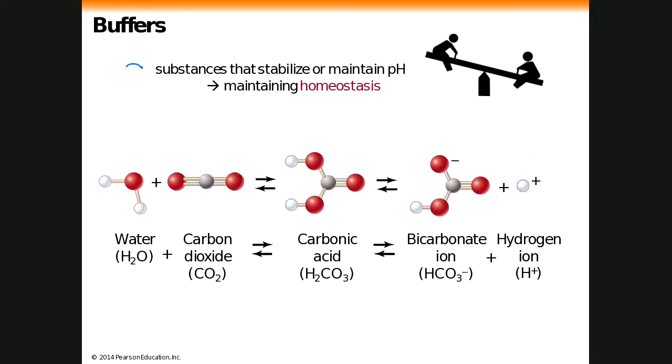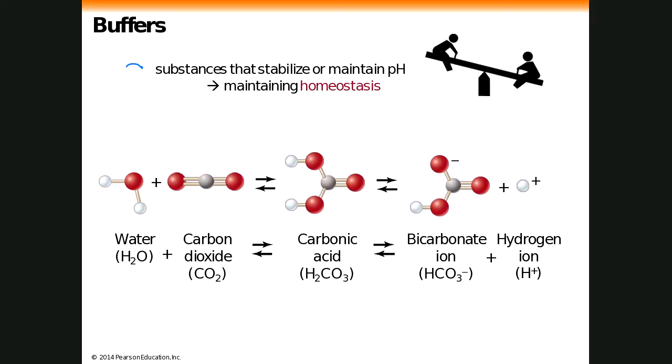Some parts of our body, like down in our intestines, are a lot more basic. Everything is balanced. Too hot, you sweat. Too cold, you shiver. Too acidic, you got to fix that. You got to make it back more towards the basic side. Too basic, got to be too acidic, right? You got to move it towards the acidic side. Got to keep everything in balance. That's what a buffer does. A buffer is a chemical substance that does that.